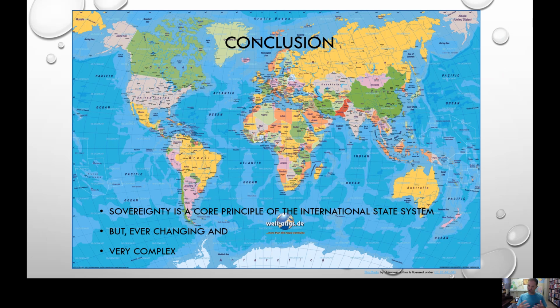So this is just giving you some very small introduction to the issue of sovereignty in international relations. Sovereignty is a core principle of the international state system, as we can see here. This is a very familiar map of the world, which is full of states. These are sovereign states. But we should also say that this issue of sovereignty is ever-changing and very, very complex.